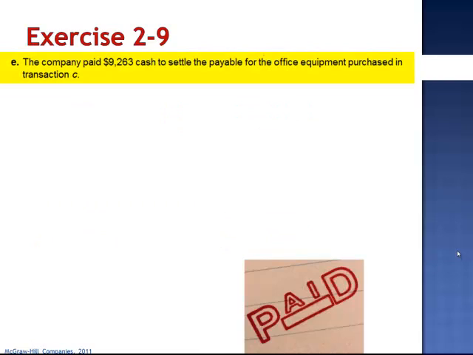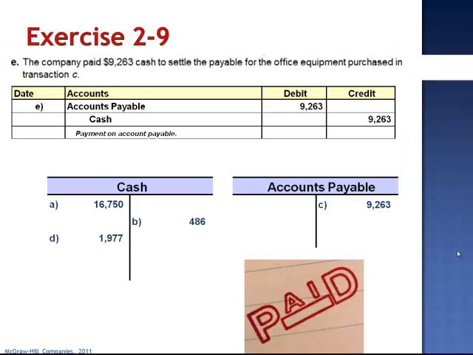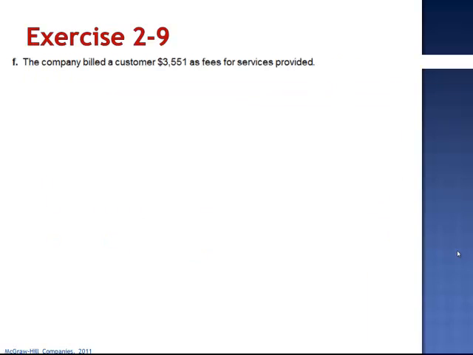Letter E. The company paid $9,263 in cash to settle the account payable for the office equipment purchased back in Transaction C. The journal entry is a debit to accounts payable to decrease the liability and a credit to cash. We debit the accounts payable T account and credit cash.